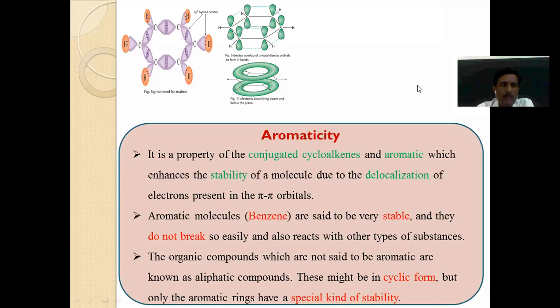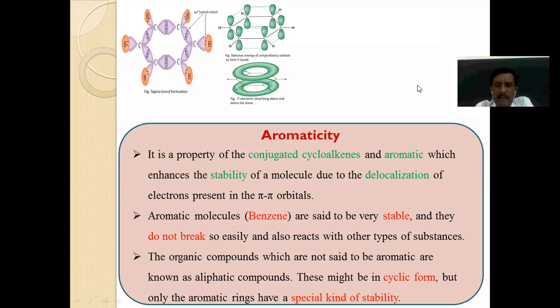And this aromatic compound enhances the stability. Why does it enhance the stability? Due to delocalization of electrons, that is pi electrons, or due to the pi orbital. That is the unique property. Again, I am repeating the same: aromaticity is the unique property of the conjugated cycloalkenes present in aromatic compounds, and this aromaticity increases the stability of the molecule due to the delocalization of pi orbital electrons.